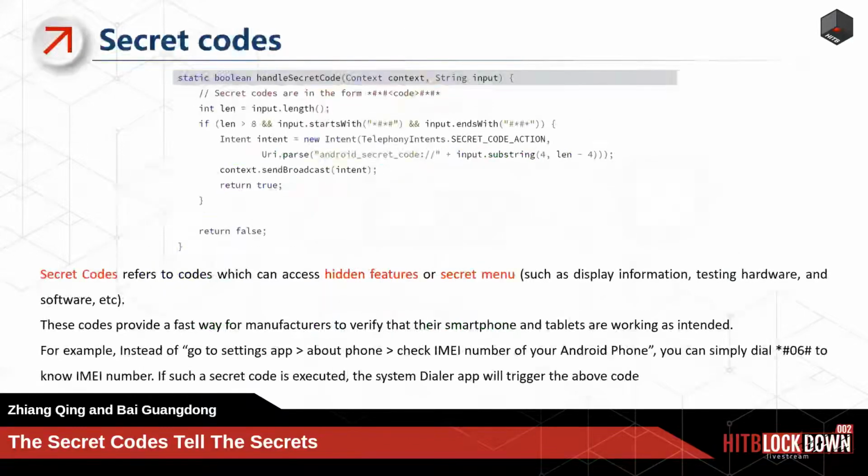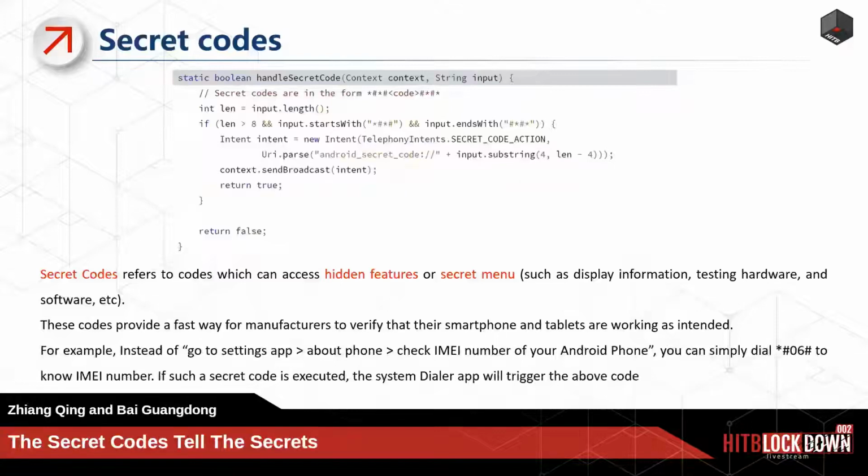Okay, so now I want to give a very quick introduction to secret codes. The secret codes in Android refer to the codes we can use to access hidden features or secret menus, such as displaying information or testing hardware and software. And these codes are usually used to provide a faster way for the manufacturers. So be careful, here it is manufacturers. That means this secret code is used only in a factory. So this code provides a fast way for the manufacturers to verify their smartphones and tablets are working as intended.